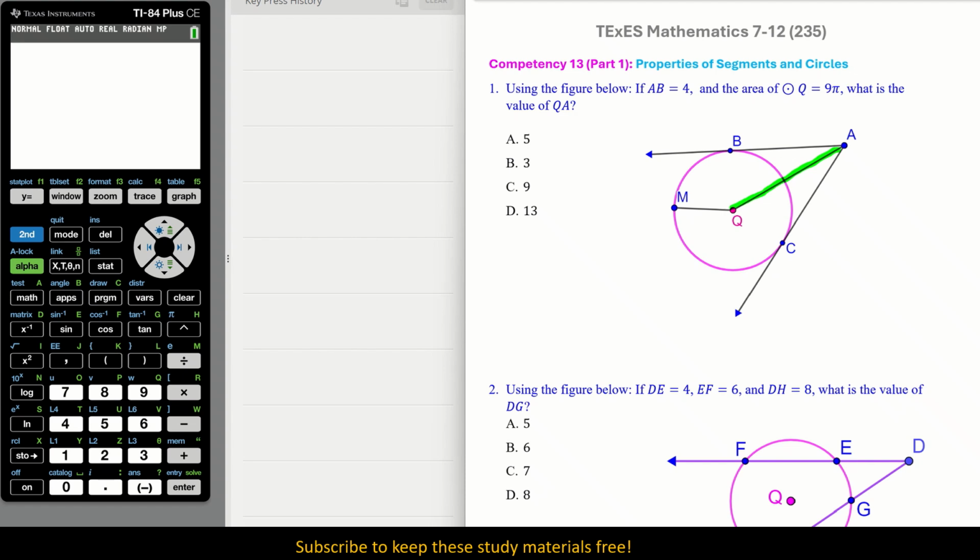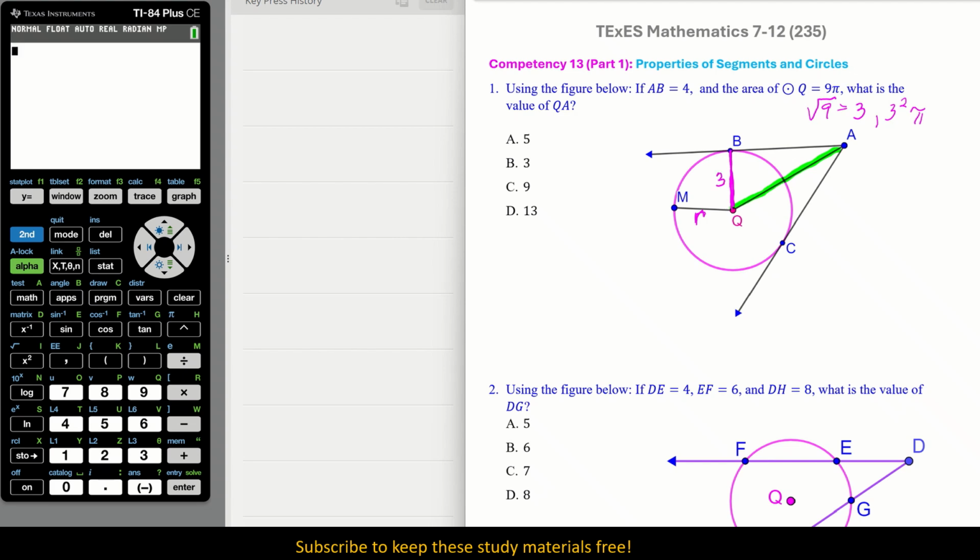We know that that is pi r squared. So r is 3 because the square root of 9 equals 3. So technically that is 3 squared pi. So we know that this is r and that it equals 3. So that means that it is also tangent to B. The segment tangent to B is also the radius, and it is also 3.